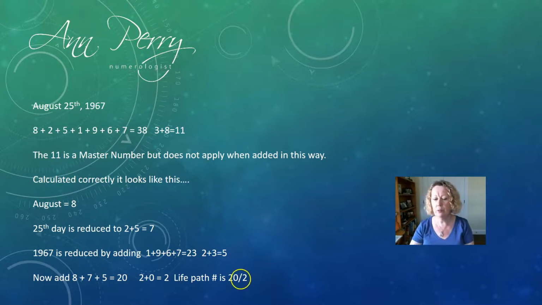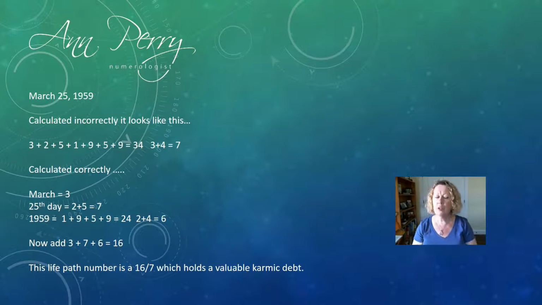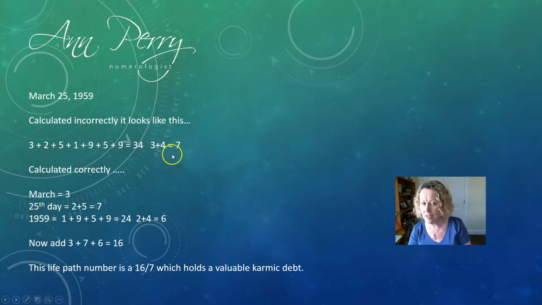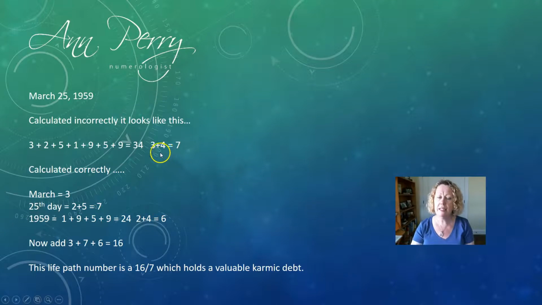I'm going to show you another date of birth. March 25th of 1959, when it's added incorrectly, just straight across, it's 3 plus 2 plus 5 plus 1 plus 9 plus 5 plus 9, and it equals 34. Okay? So in this particular case, in my language, this person would be referred to as a 34/7. That means this person has come to learn how to express themselves.